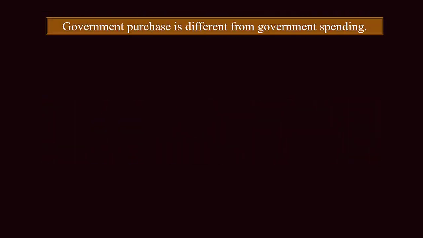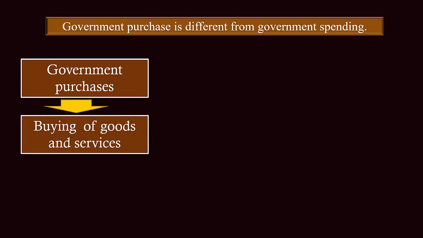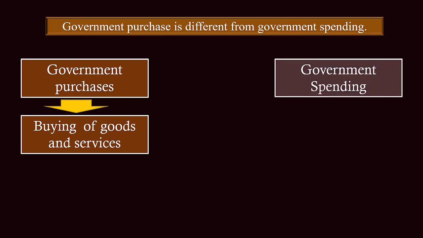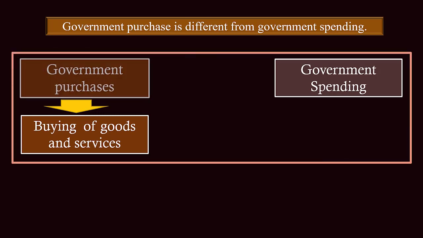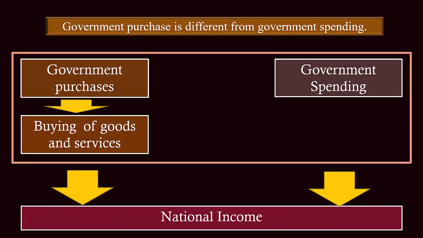Government purchases is different from government spending. Government purchases is a narrow concept. It refers strictly to the government buying of goods and services. Government spending is a wider concept. Government purchases is one of the items of the government spending. But we use one in the place of another. Both have different effects on national income. Please keep this in your mind.